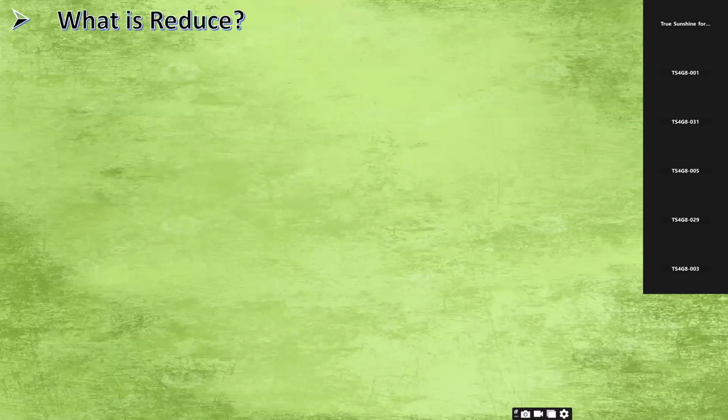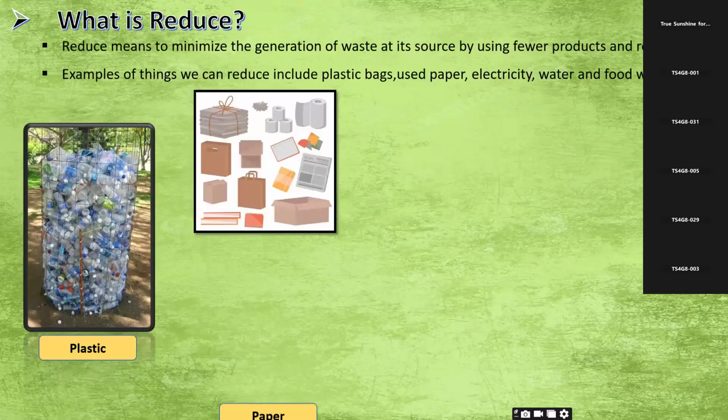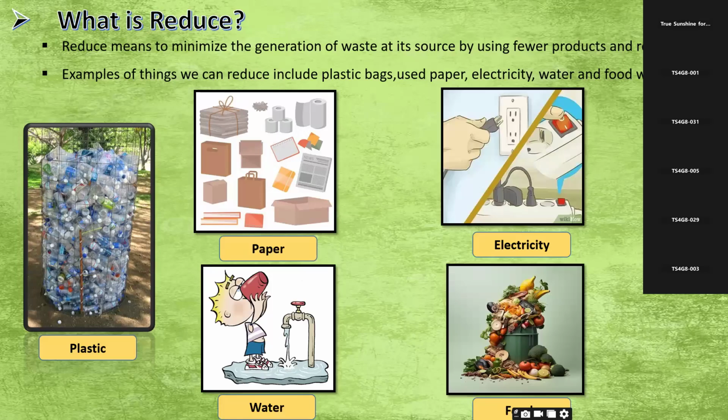What is reduce? Reduce means to minimize the generation of waste at its source by using fewer products and resources. Examples of things we can reduce include plastic bags, used paper, electricity, water, and food waste.